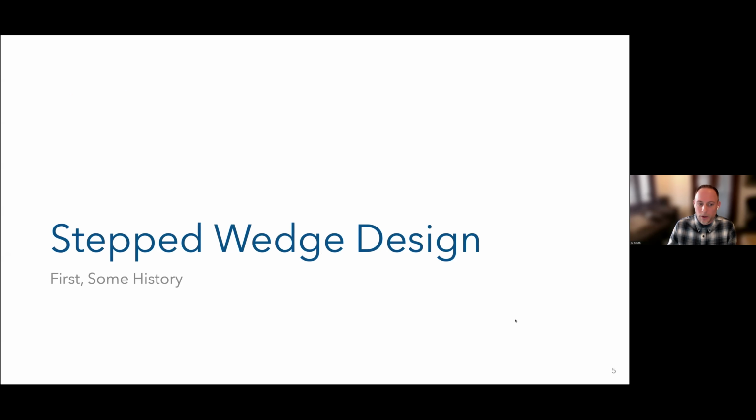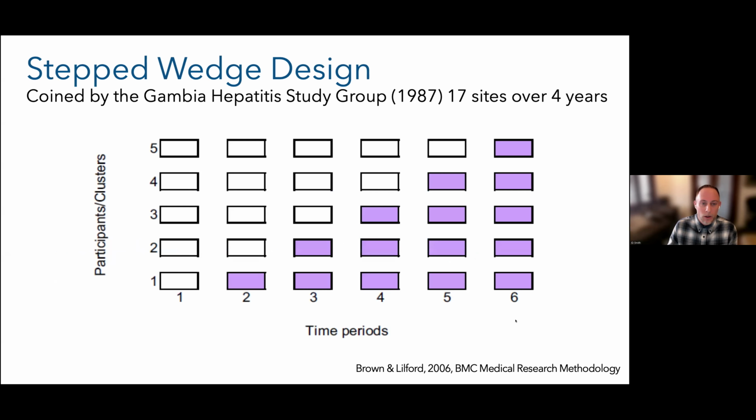So let's start with stepped wedge and a little bit of history about when this came about and why, and then where we're at now. The stepped wedge itself was coined by the Gambia Hepatitis Study Group in 1987. So the study design has been around for a long time. In this particular study, they had 17 sites that were rolled out in 5 different clusters over a 4-year period.